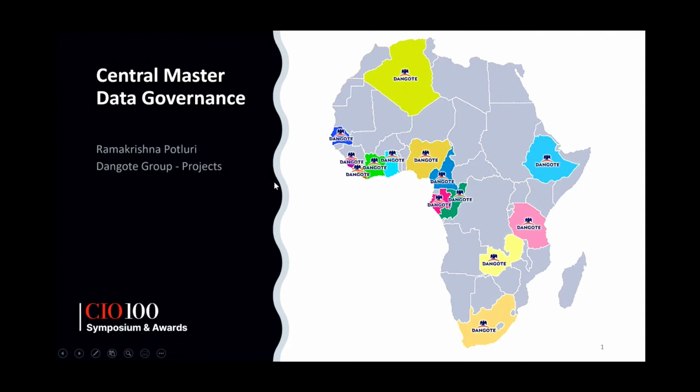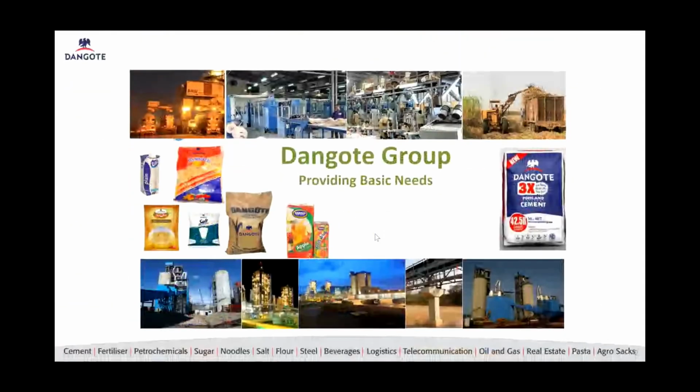We will discuss the Central Master Data Governance project, which we implemented here. Dangote Group, I'm sure most of you are aware of Dangote Group. Dangote Group has a vision to provide basic needs and is the largest cement producer in Africa and has various other businesses, like sugar, salt, etc.